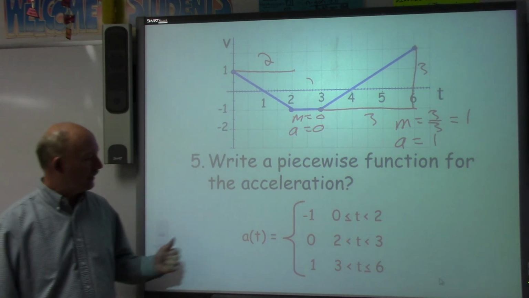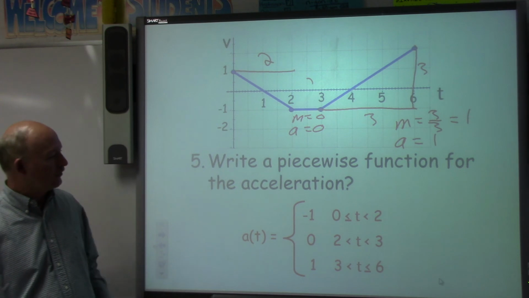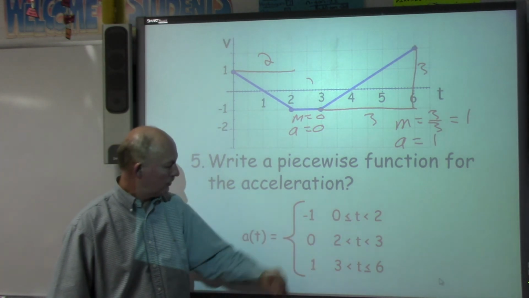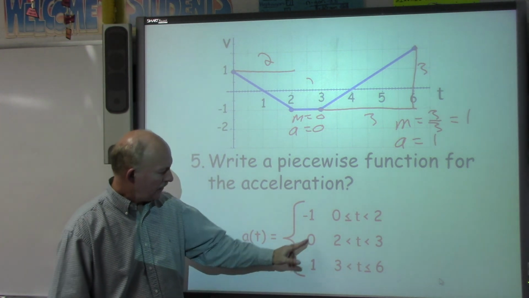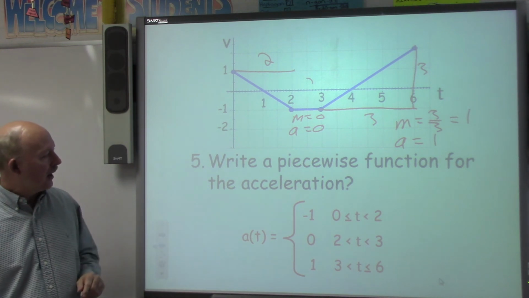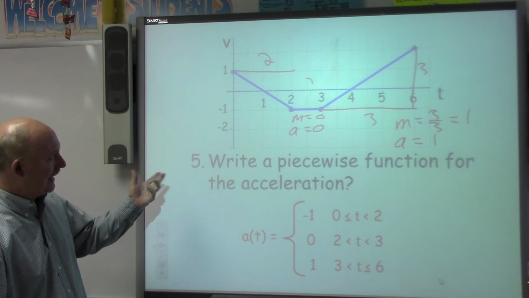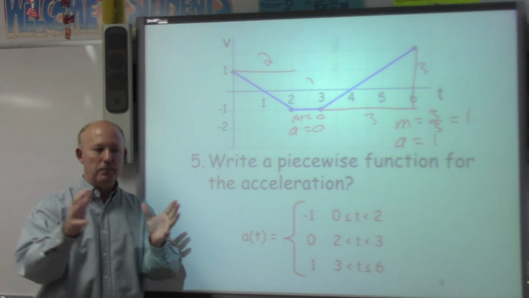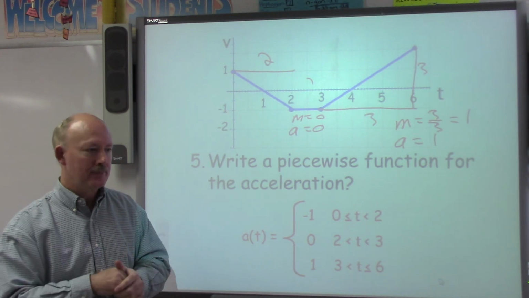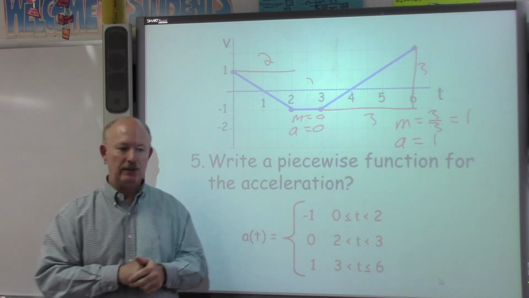So three parts of our piecewise acceleration function. So it's going to be -1 from 0 to 2, then 0 from 2 to 3, and then 1 from 3 to 6. So this is our piecewise acceleration function. This is how you have to do it. So with a line segment like this, you're basically talking about the slope of each line segment, because remember the acceleration is the derivative of your velocity. Derivative is slope, so you're going to have to figure out what the slope of each line is.